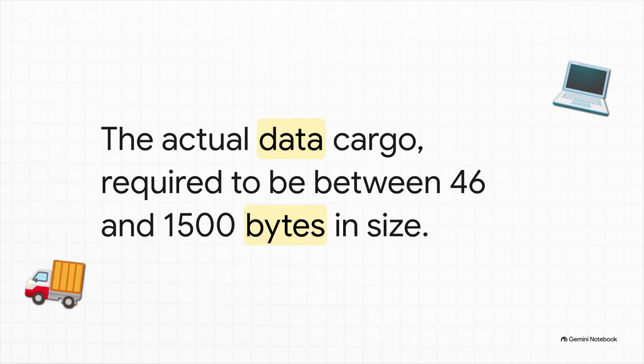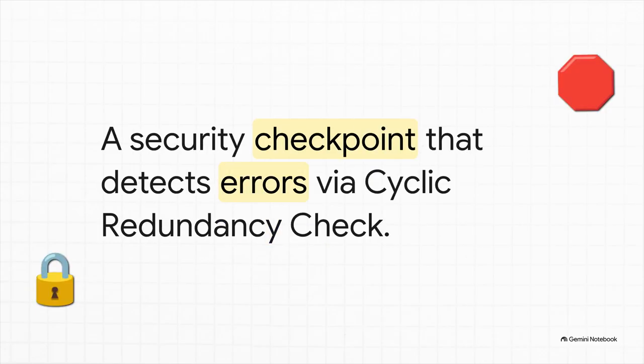It contains the text of an email, a chunk of a streaming video, or a piece of that new game you're downloading. Under the standard, this payload must be at least 46 bytes long, and it maxes out at exactly 1,500 bytes. Finally, Step 5.